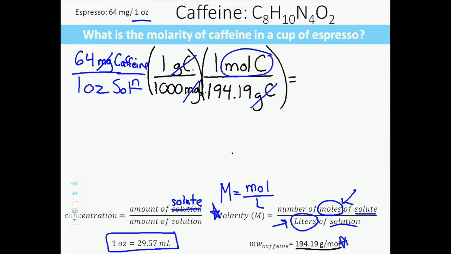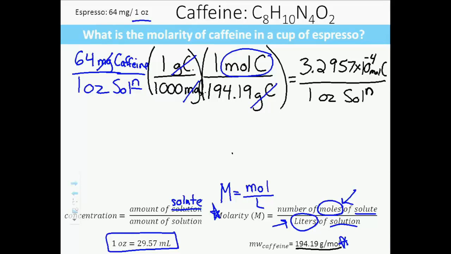So let's type that all into our calculator. 64 divided by 1,000, divided by 194.19, enter. That gives us 3.2957 times 10 to the minus 4, and that is moles of caffeine per 1 ounce of solution. Notice you don't round right now. You don't pay attention to your sig figs until the very end of the problem. So keep everything in your calculator and don't round it until the end.